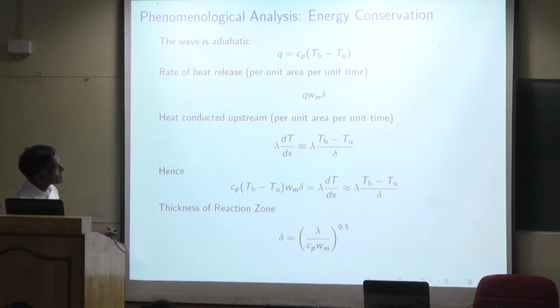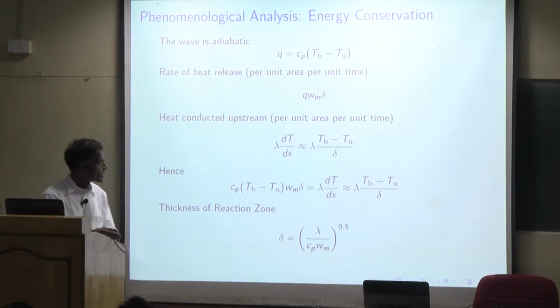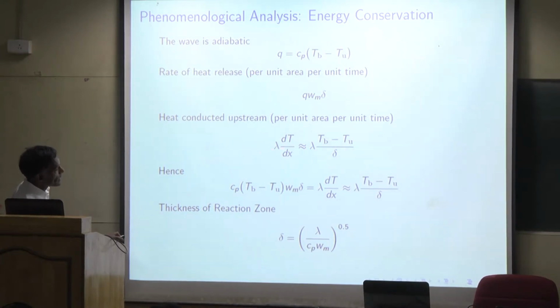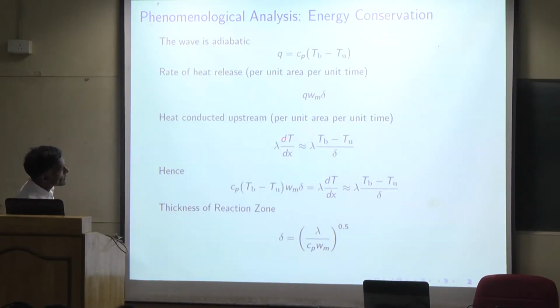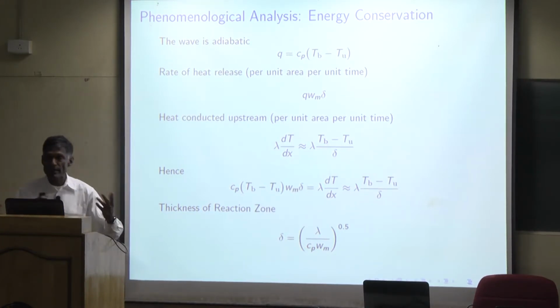That heat release per unit area per unit time is conducted upstream. The upstream conduction is written as lambda dT/dx. The idea is very rough, which is why it's called phenomenological: I simply assume that the temperature profile is linear, going in a straight line. So that's the heat conduction upstream. Now you can equate the two, and immediately from this equation you can derive the thickness of the reaction zone. It is given by this expression, in terms of thermal conductivity, heat capacity, and the reaction rate.